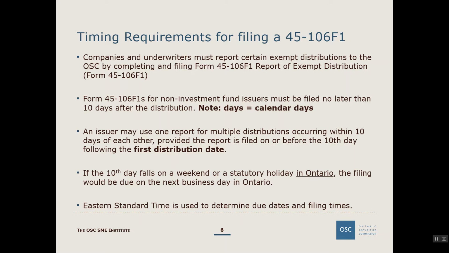For multiple dates on one report, note that distributions must occur within a 10-day period. If the dates do not fall within 10 days, multiple reports will be required. If the 10th day is a weekend or public holiday in Ontario, the filing would be due on the next business day in Ontario. Occasionally, public holidays in Ontario are different than other provinces. Please note that the due dates and times of submissions are calculated in Ontario time or Eastern Standard Time.